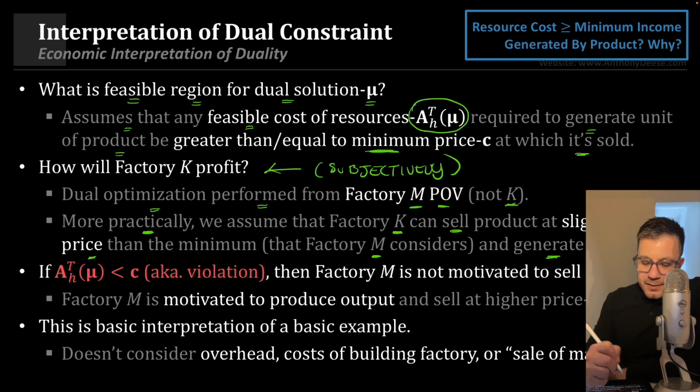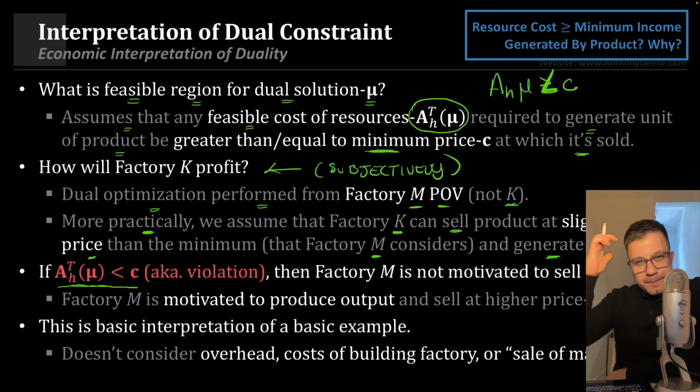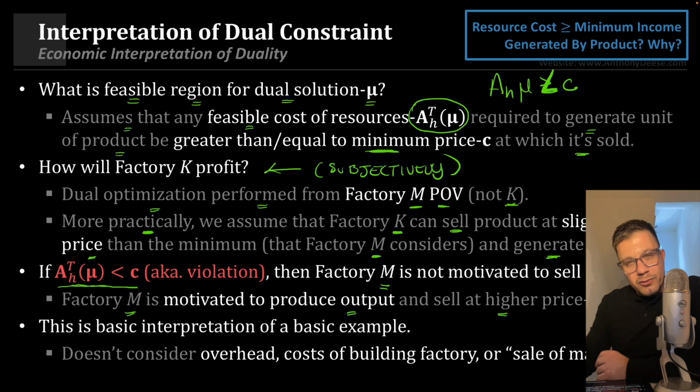So, what happens if this constraint is violated? The constraint says that A sub h times mu must be greater than or equal to C. So what if that's less than? If we violate that constraint, then what we see is Factory M won't be motivated to sell its resources. Factory M will be motivated to produce the output and sell that at the higher price C.